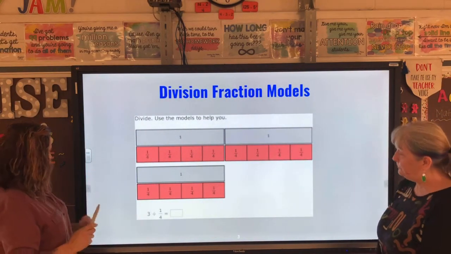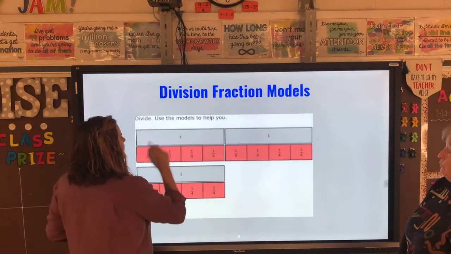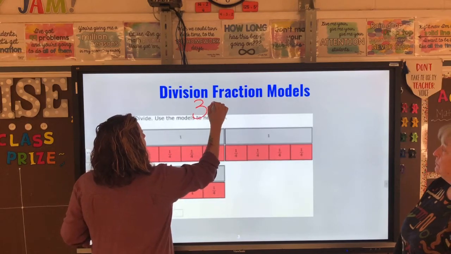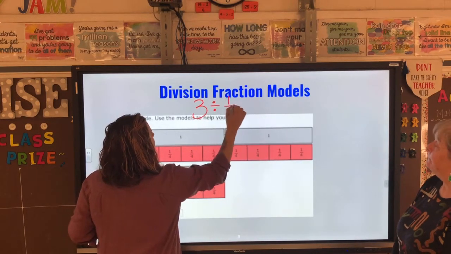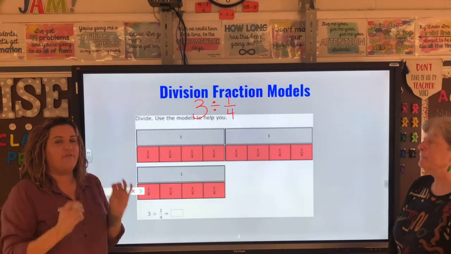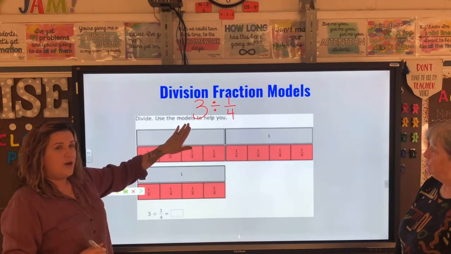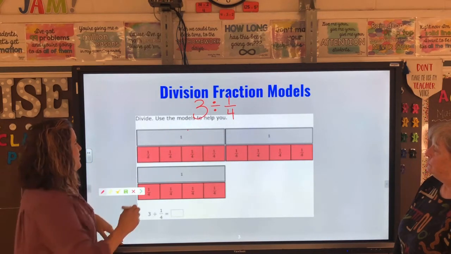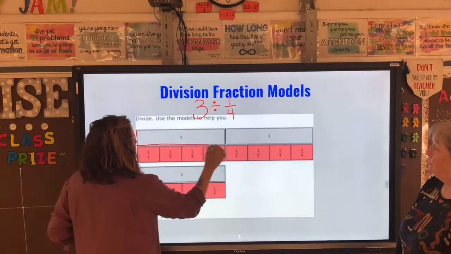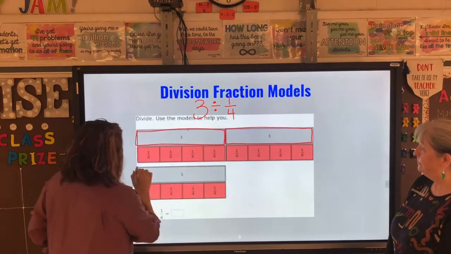Down here we can see our first problem, but it's kind of hard to see, so I'm going to rewrite it. This is a model of 3 divided by 1/4. When I model the division of a whole number by a fraction, I want to start with the whole number. I have 3 things: 1 thing, 2 things, 3 things.